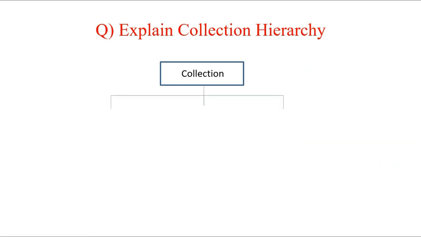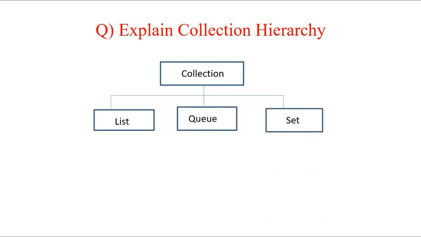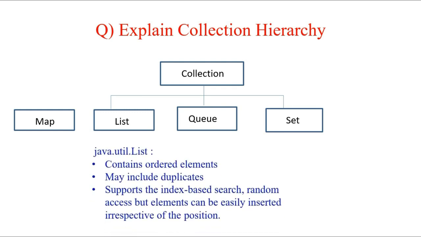The 3 basic interfaces which extend the collection interface are list, queue, and set. And the map interface does not extend the collection interface for a few reasons which I will cover later in the video. But first, understand what a list is. A list contains ordered elements, it can include duplicates, and it supports index-based searches and random access, and elements can easily be inserted irrespective of the position.